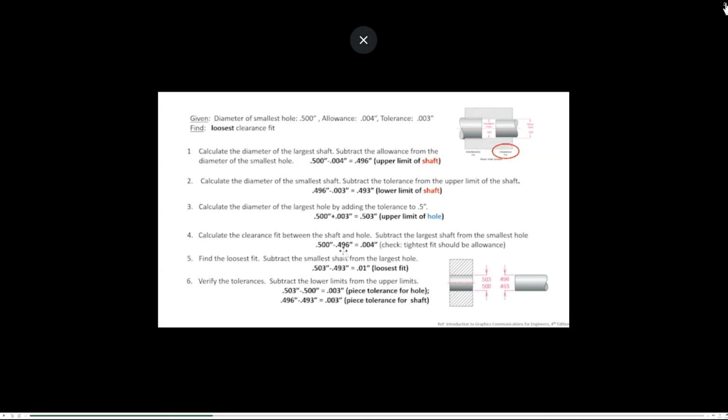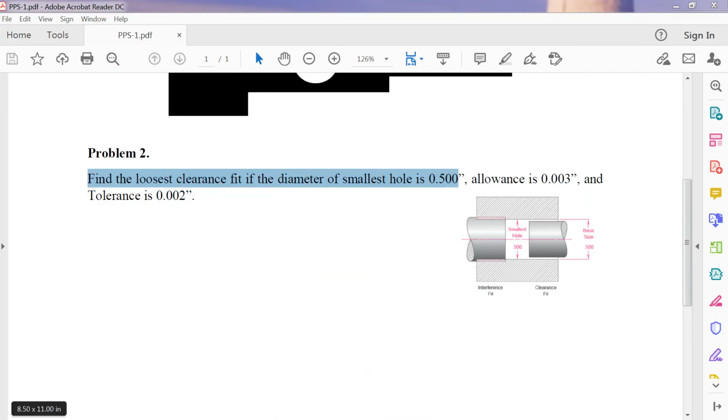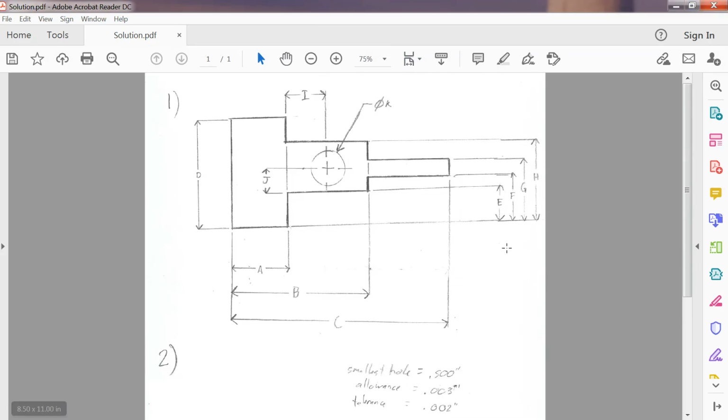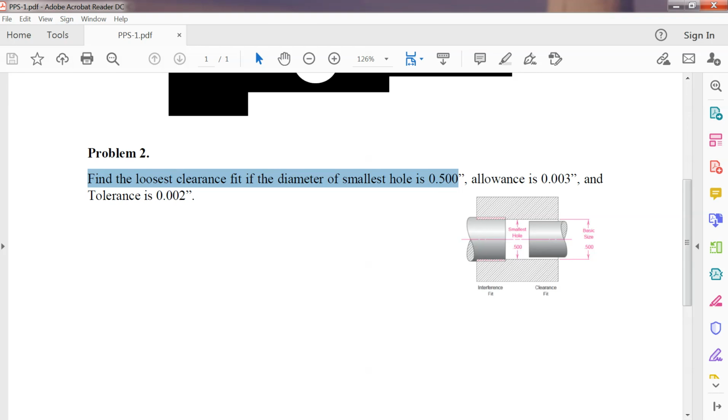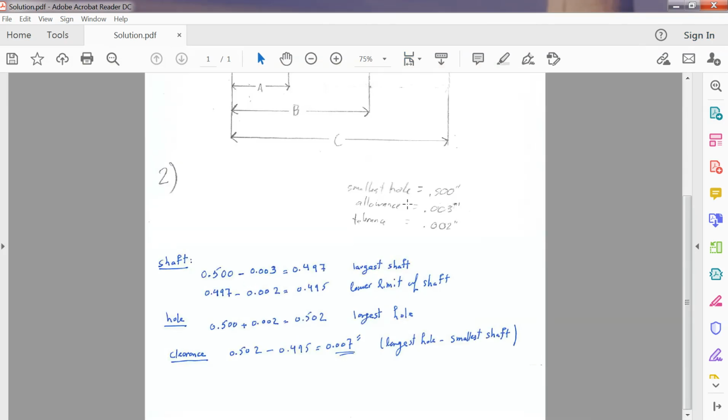Alright, now after watching this, to check if your solution is correct, we can put up the solution for this problem. Let me just bring up this problem again. So this is the problem. We have the smallest hole, allowance, and tolerances. Having the smallest hole, the allowance, and the tolerance, we can get the limit for the shaft. That means the shaft with the smallest diameter.